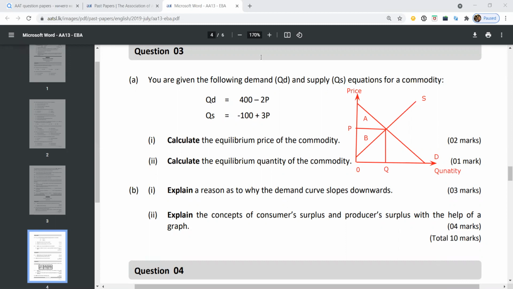We studied consumer surplus. Consumer surplus is the difference between the market price of a good and the price where the consumer is willing to buy. So consumer surplus occurs at the area below the demand curve and above the market price. Therefore, in the diagram, the area of A represents consumer surplus.